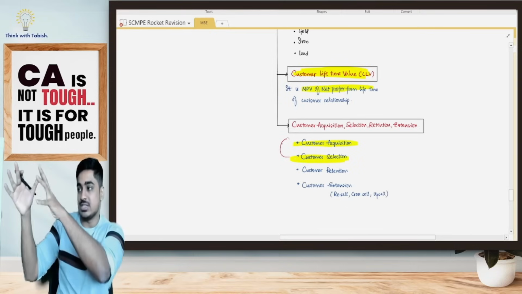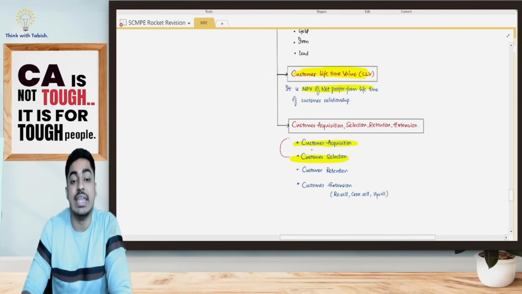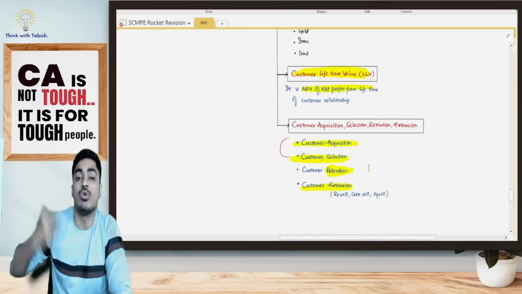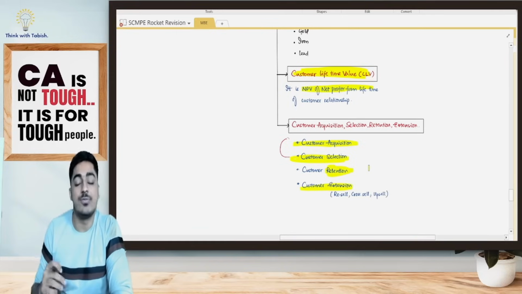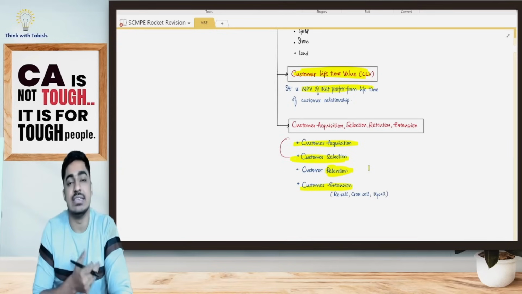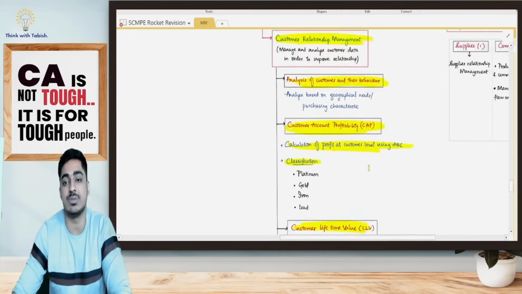I've selected this customer I should get. Based on that, acquire the customer, give him initial offers. Then retain the customer by giving good quality goods or services. Then extension: you try to get more and more from that customer by way of resell, cross-sell, as well as upsell. Again, a reminder, this is just a quick revision. Concepts are not explained. We are just revising everything in the least possible time.